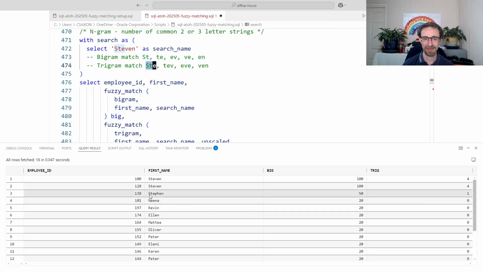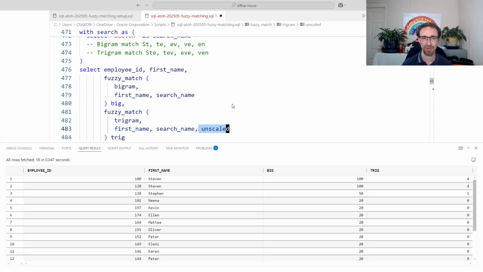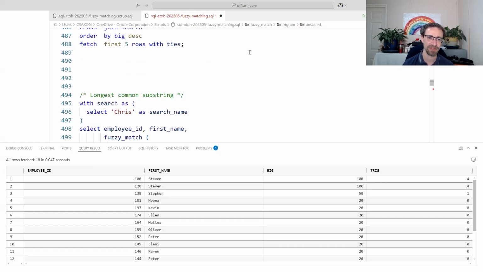Trigram, the only thing that matches here is the STE. They're the only 3 characters in a row that actually match and are the same. So with the unscaled, it's asking how many of these matches there are. With the scaled, which is the default, it gives us a percentage of the number of them that there are in total. So we can use that to count how many consecutive characters are the same, these n-gram matchings, which again could be useful in some situations.